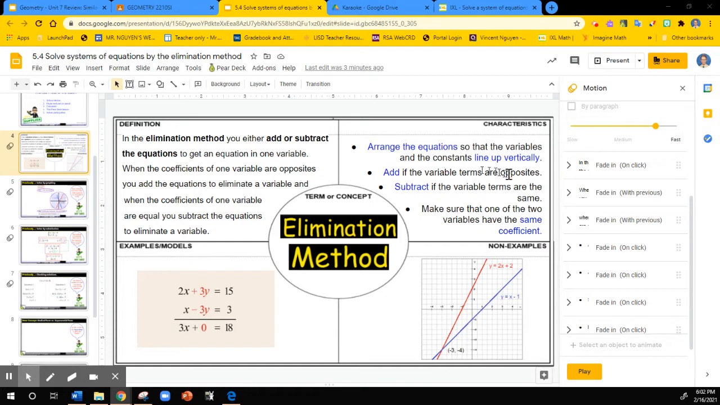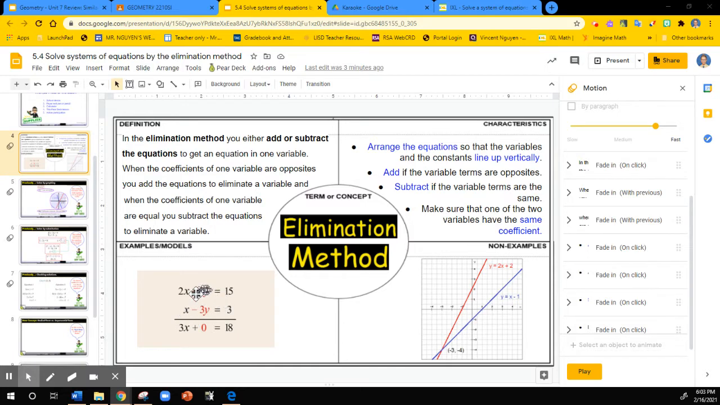If the variables are already opposite, then we add them. If they are not opposite, then we subtract them, okay, to make sure we eliminate them. And we always want to make sure that the variables have the same coefficients, okay? So I have multiple ways to do elimination, because the problems could appear to you in multiple forms, right?